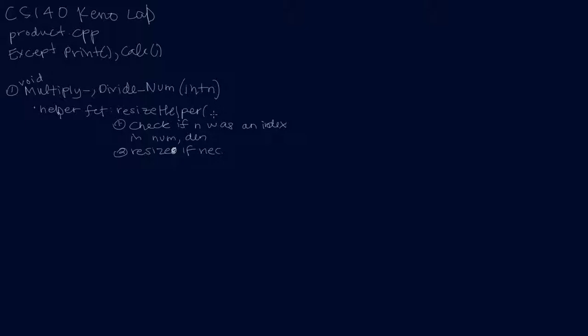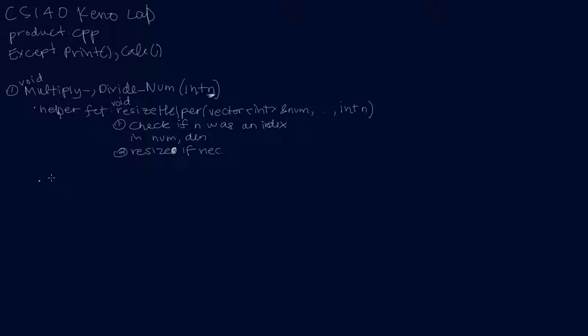So just as a quick reminder, the function signature for this resize helper is going to be a void function too, and you'll want to write it as such: a vector of ints, and then remember to use the ampersand symbol for passing by reference, and then numerator, and do the same thing for denominator. Then of course you'll want to pass in an int, which refers to this n right here. We're going to see if that n, let's say it's 3, we need to make sure that the numerator and denominator both have 3 as an index, and if not, we need to resize it.